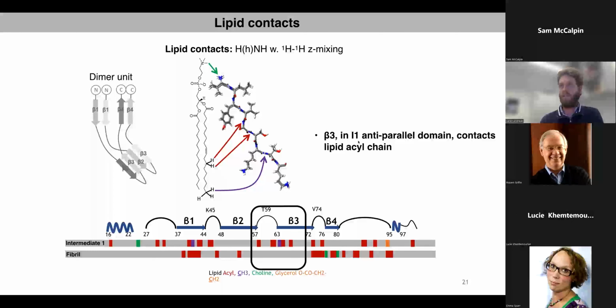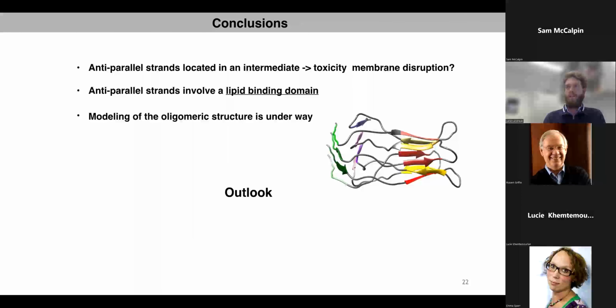And in particular, these are the chemical shifts of the acyl chain, shown colored in red. Okay, so that brings me towards the end. In summary, we've been able to identify and locate in the primary sequence a region of anti-parallel beta strands in an alpha-synuclein intermediate, which has connections to toxicity or possibly membrane disruption. And these anti-parallel beta strands, as I just showed on the last slide, have a lipid binding domain.